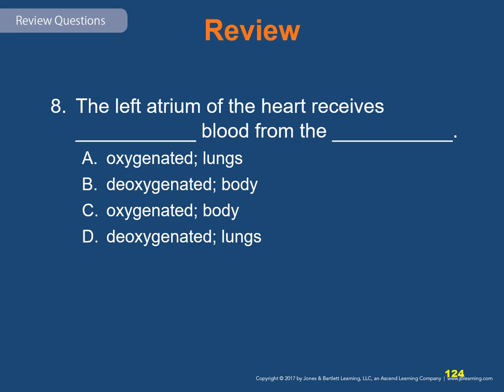Review question 8. The left atrium of the heart receives blank blood from the blank. The options are A, oxygenated blood from the lungs, B, deoxygenated blood from the body, C, oxygenated blood from the body, or D, deoxygenated blood from the lungs. This is really important for you to understand. So let's see what the correct answer is here.